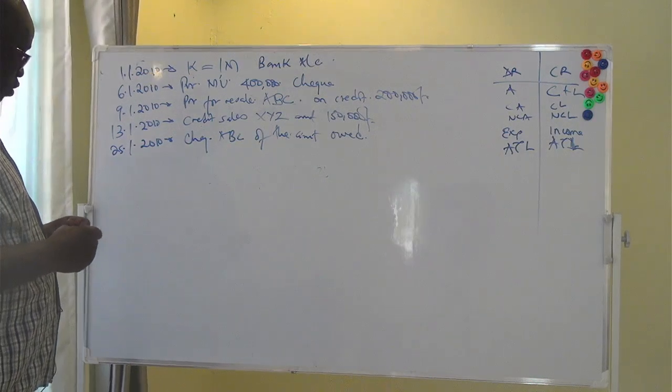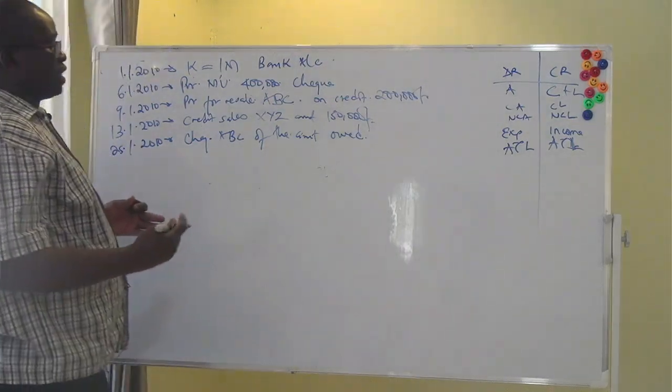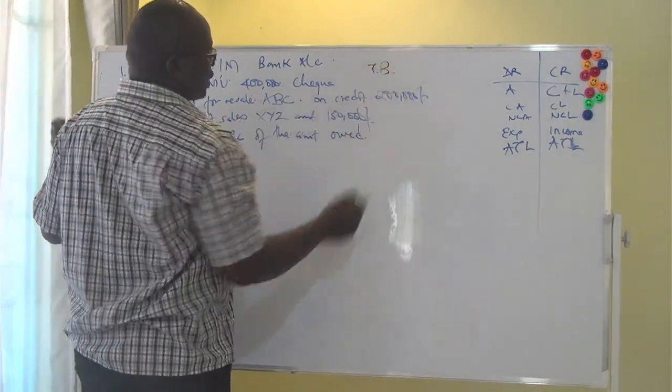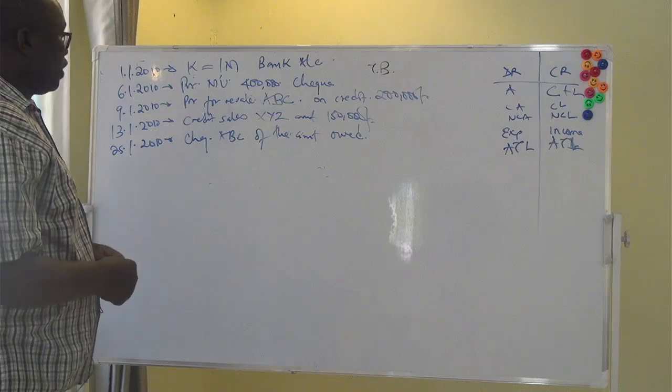And of course, as we were talking in our previous class, one of the ways of confirming that our books have been balanced is drawing a trial balance, which is a summary of all the accounts that we have opened.